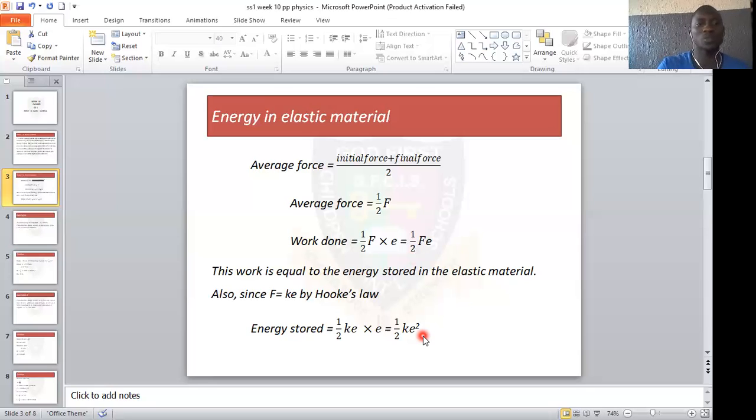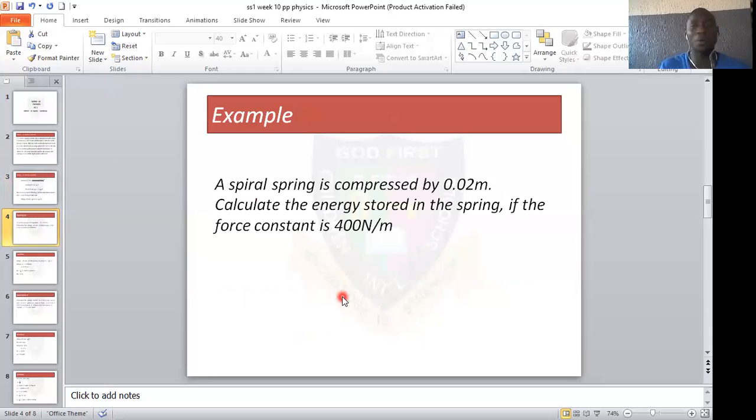So let's take these two examples. Example: a spiral spring is compressed. As I told you, the force can either compress it or extend it. This one says a spiral spring is compressed by 0.02 meter. The compression is 0.02 meter, you can call it an extension also. So calculate the energy stored in the spring.